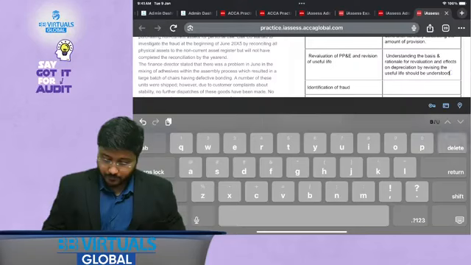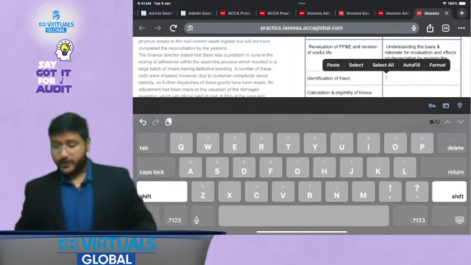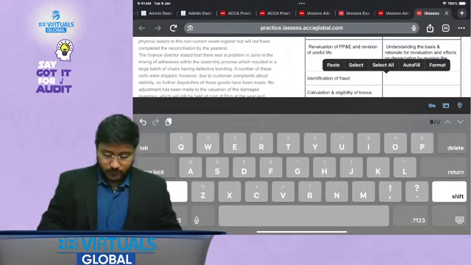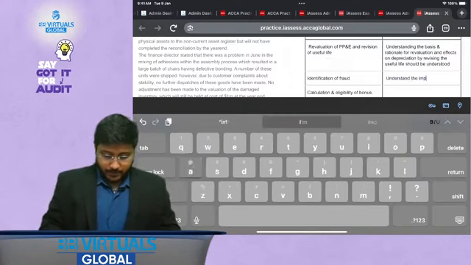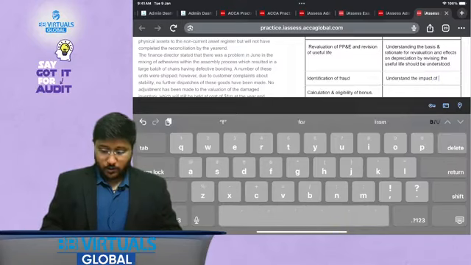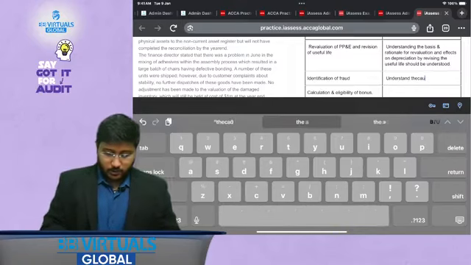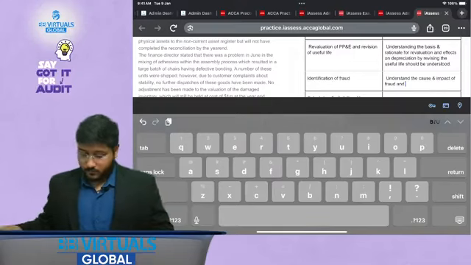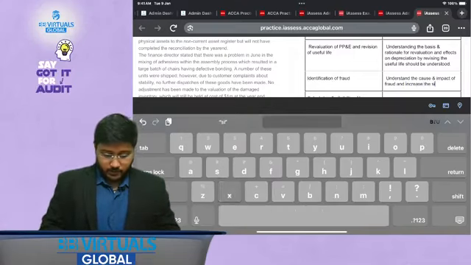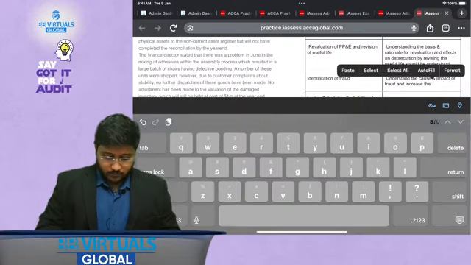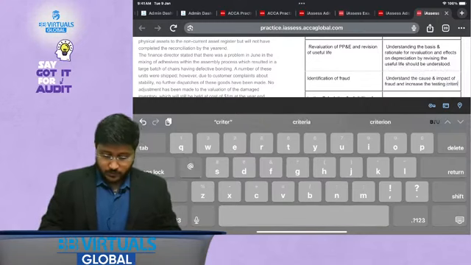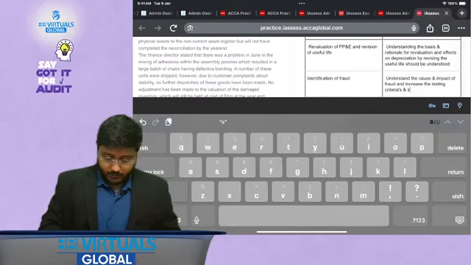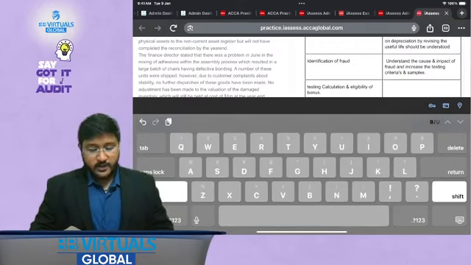Now identification of fraud. So understand the cause and impact of fraud, and increase the testing criteria and samples.